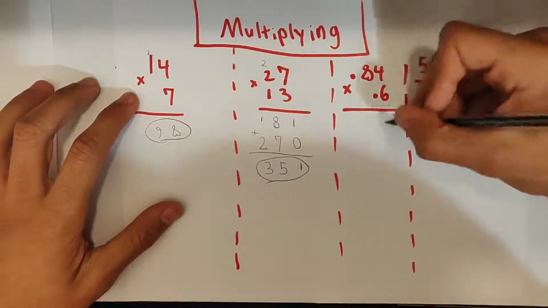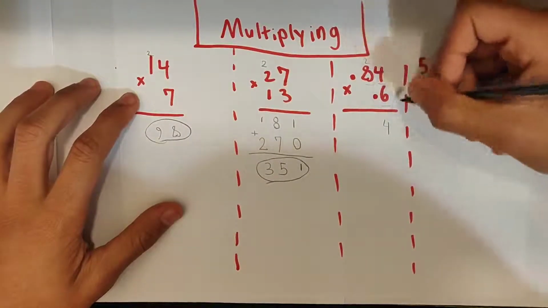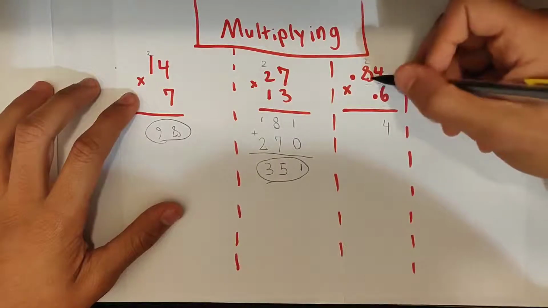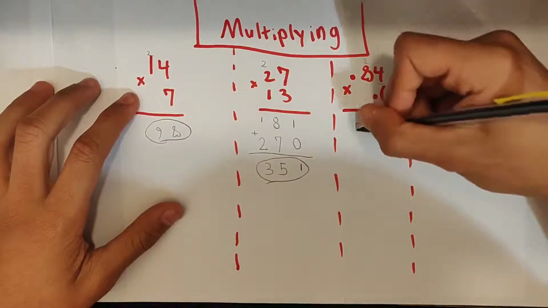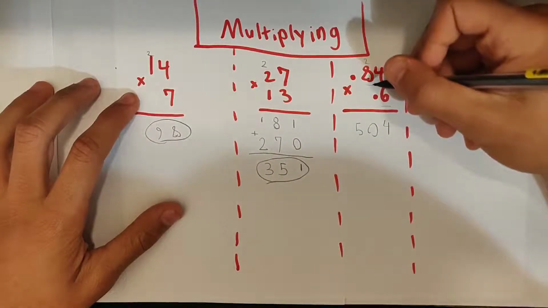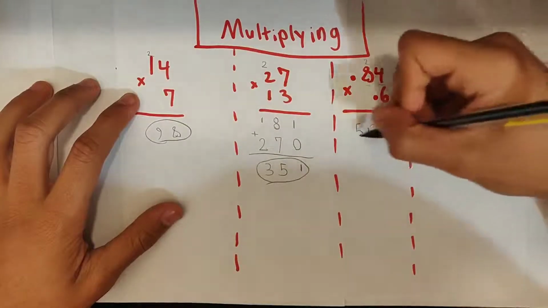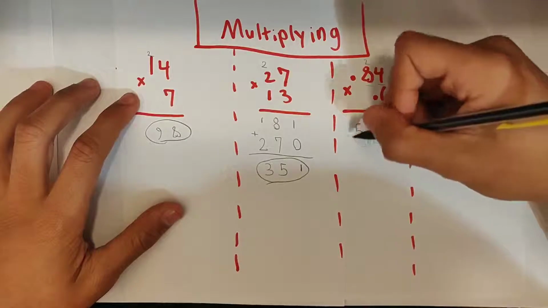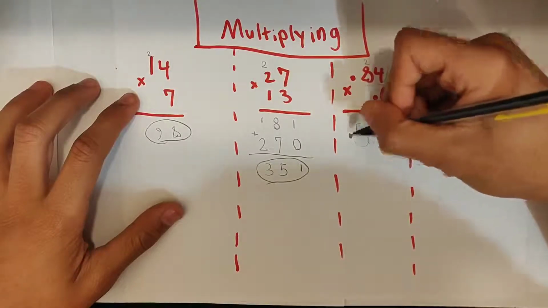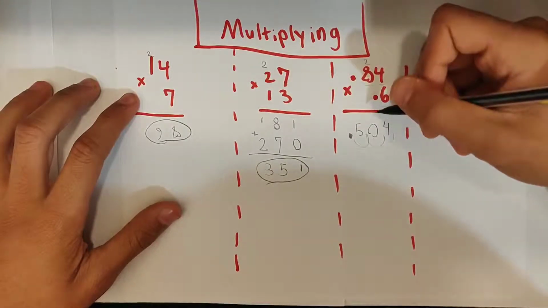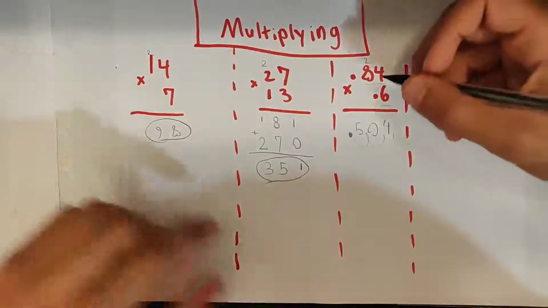So 6 times 4, that's 24. So we carry the 2 on the tens place. 6 times 8, that's 48, plus 2, that's 50. And as we said earlier, there are 3 numbers behind the decimal in total. Therefore, after the third number, you place the decimal, and our answer is 504 1/1000ths.